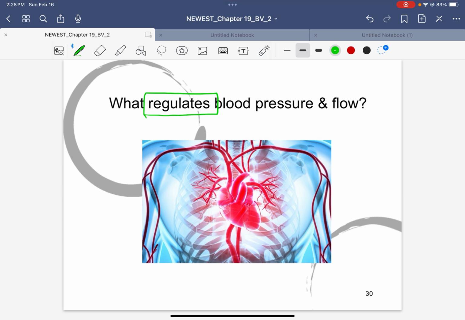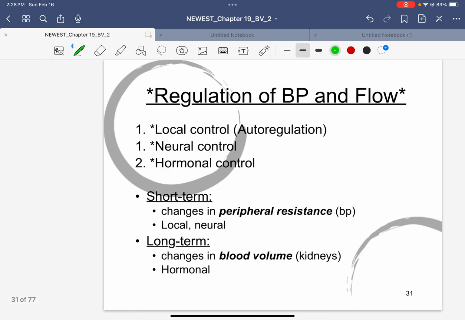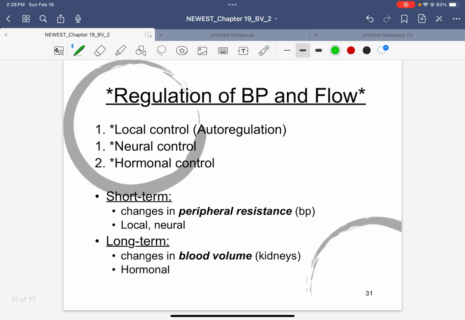It also relates to pressure. Sometimes I need more pressure over here in this part of the body, but less pressure over there. So it is critical that we have the ability to do this and maintain homeostasis and then send things where they're needed. We're going to outline this regulation in 3 ways. The first 2 ways, and I have this written kind of funny. Let's just do it this way.